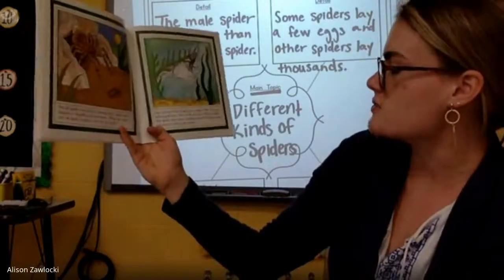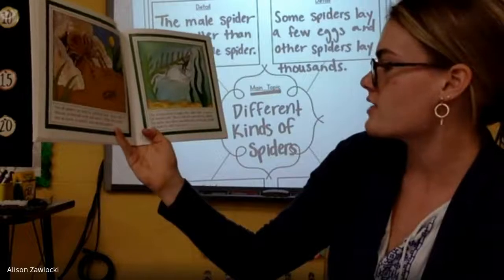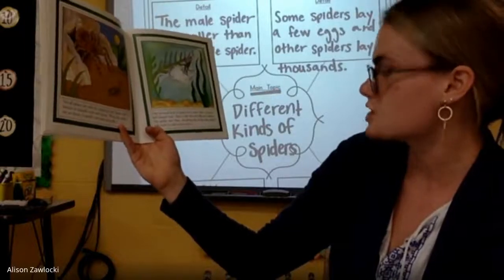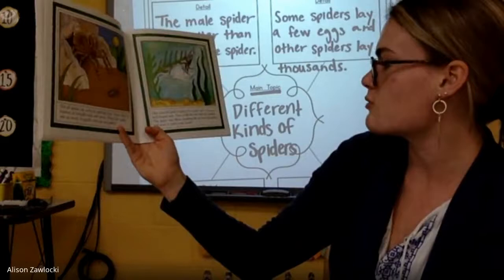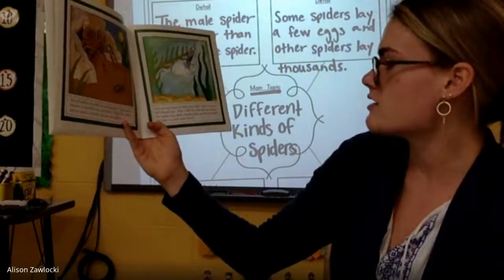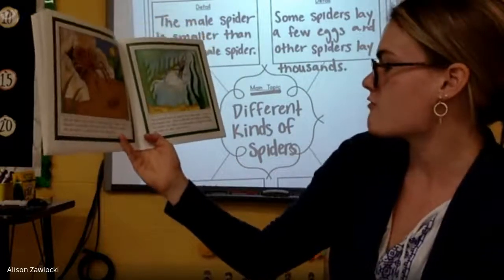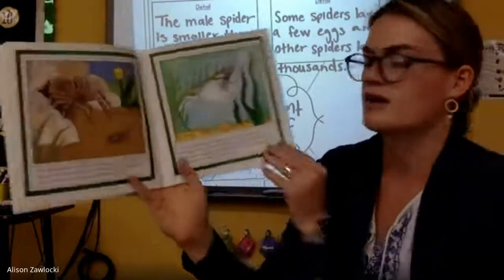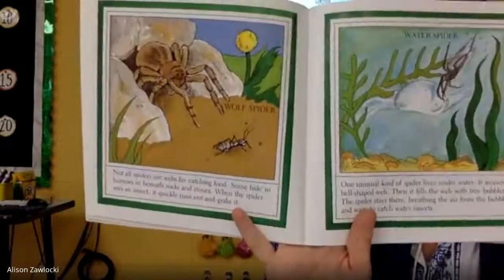One unusual kind of spider lives underwater. It weaves a bell-shaped web. Then it fills the web with tiny bubbles. The spider stays in there, breathing the air from the bubbles, and waits to catch water insects. So this spider lives in the water.